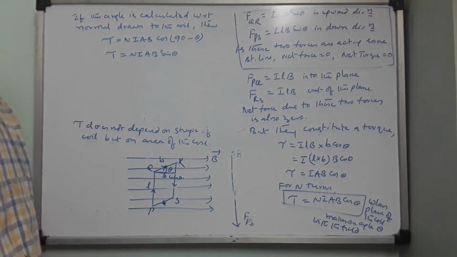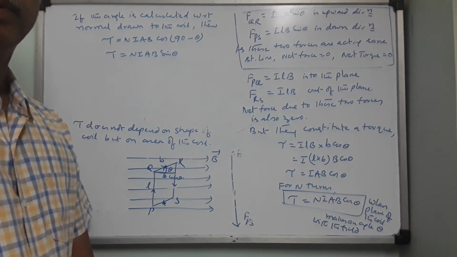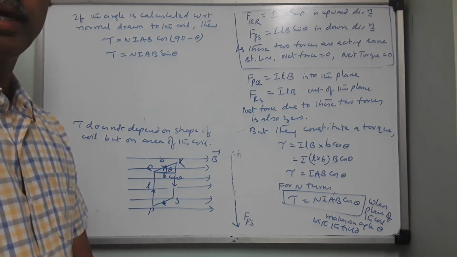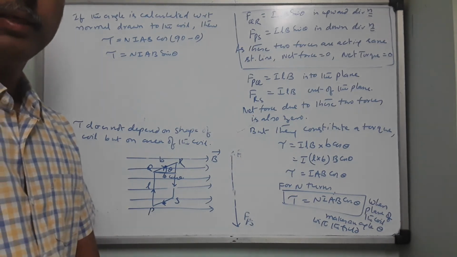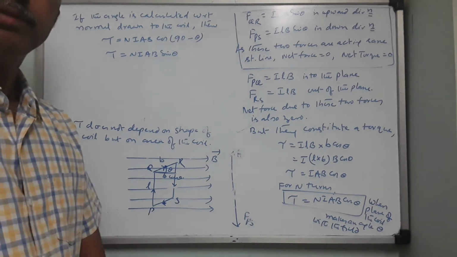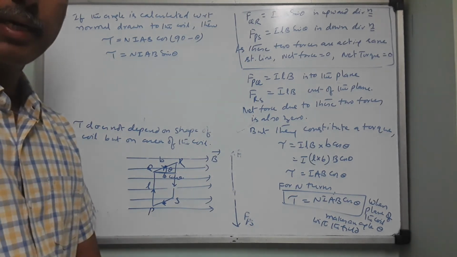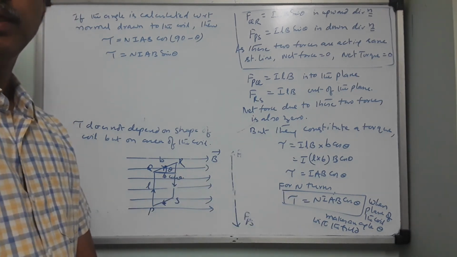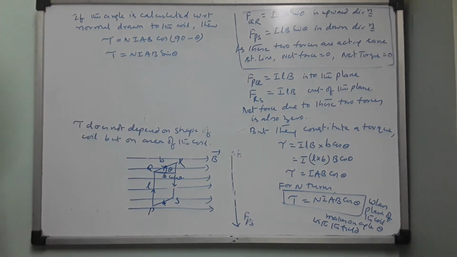But when you are solving the numericals, children, you should be very careful about the data. You have to observe carefully whether the angle given is with respect to the plane of the coil or with respect to the normal. If the data says it is with respect to the plane of the coil, use this formula to calculate the torque. If the data says it is with respect to normal, then use this formula: tau equals NIAB sin theta.